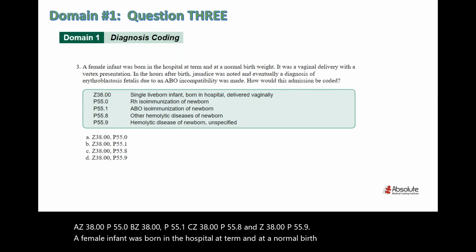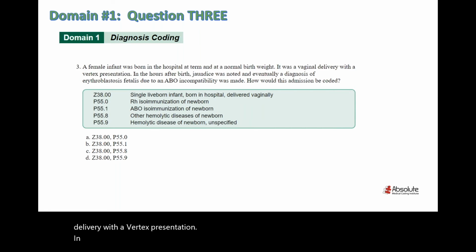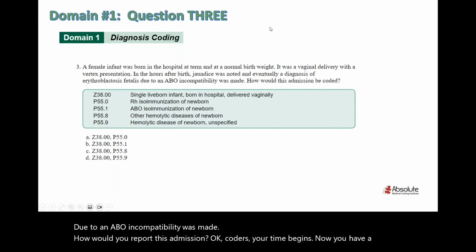It was a vaginal delivery with a vertex presentation. In the hours after birth, jaundice was noted and eventually a diagnosis of erythroblastosis fetalis due to an ABO incompatibility was made. How would you report this admission? Okay, coders, your time begins now. You have a minute and a half.